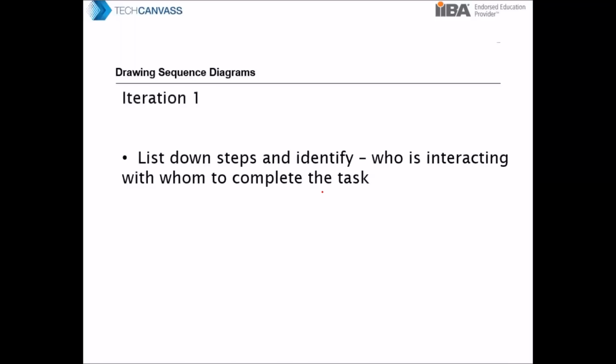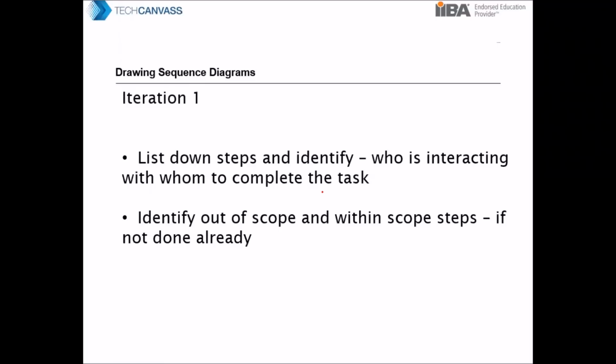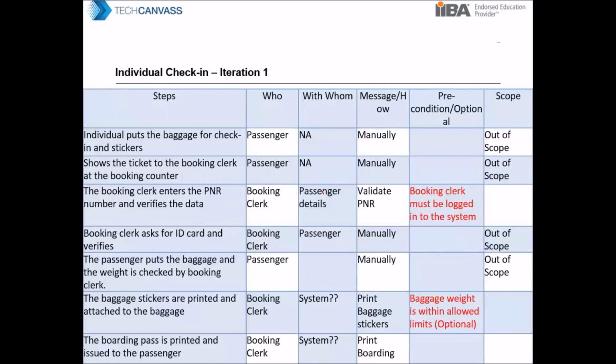Start with iteration 1. We have already identified these steps. In those steps, let's identify who is interacting with whom and with what kind of messages. So you need to make a table where you will have steps, who is interacting with whom, using what message, are there any preconditions or optional stages, and what is the scope. Let's say the first one: the individual puts the baggage for check-in and stickers.